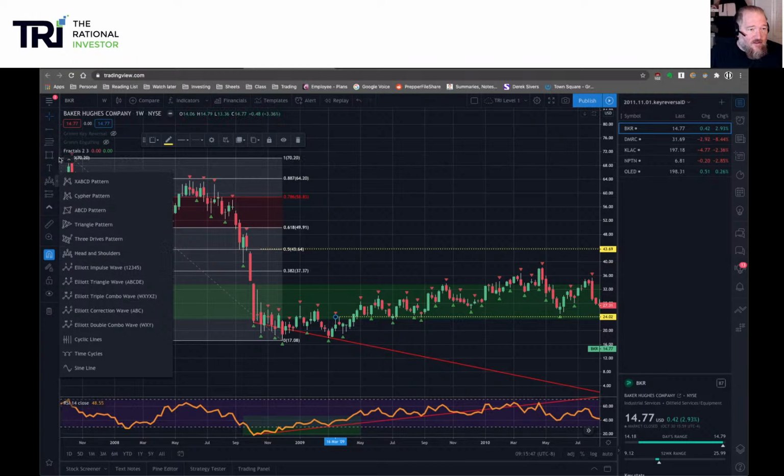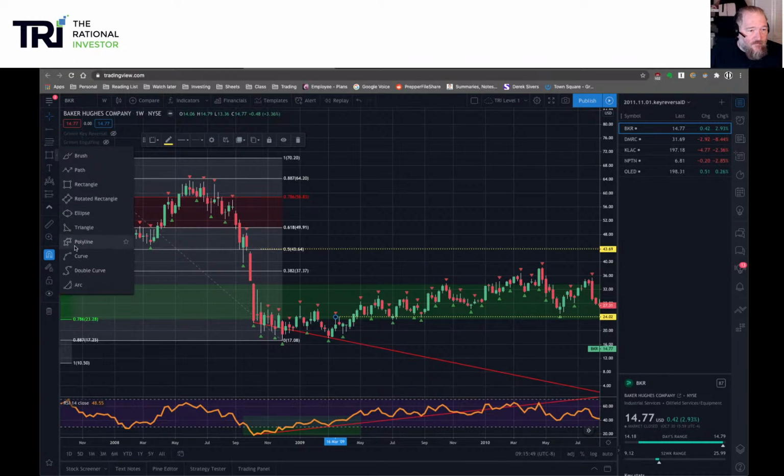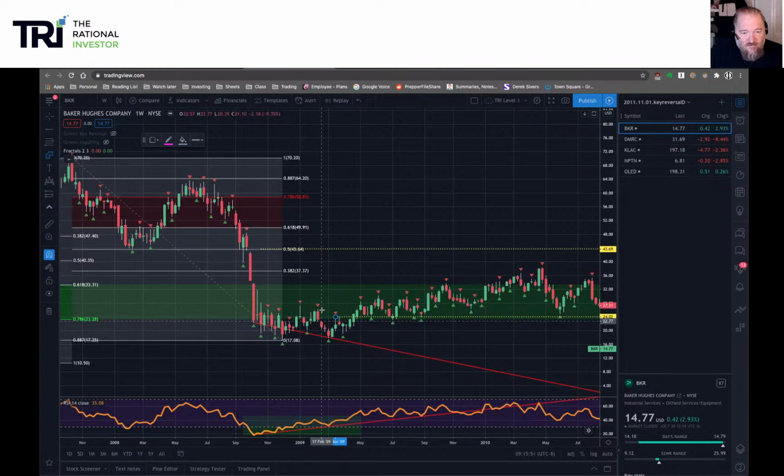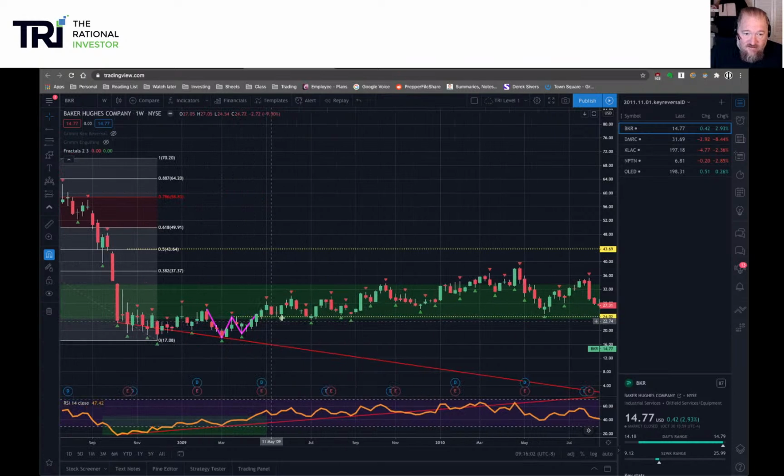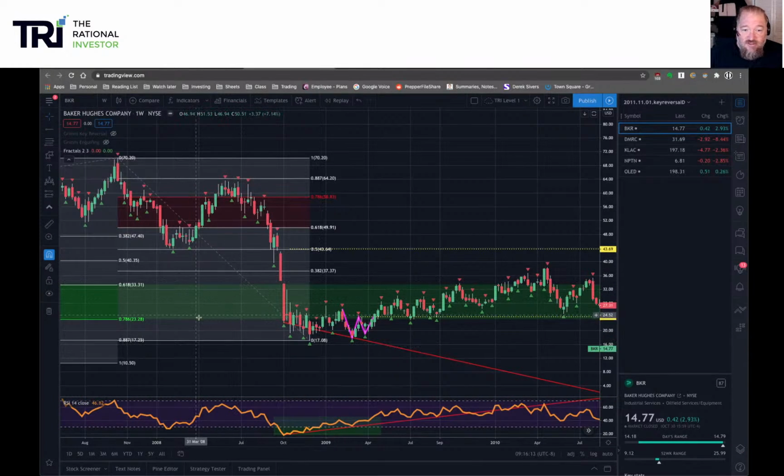Where's my polyline tool? Oh, that's up here. Can you see how we got this W started here, here, and on this close above the middle here, this was the confirmation of that W, okay? It's a W I really like because we've got a fractal at the two lows of the W. So location was good. That would add a percentage of risk.